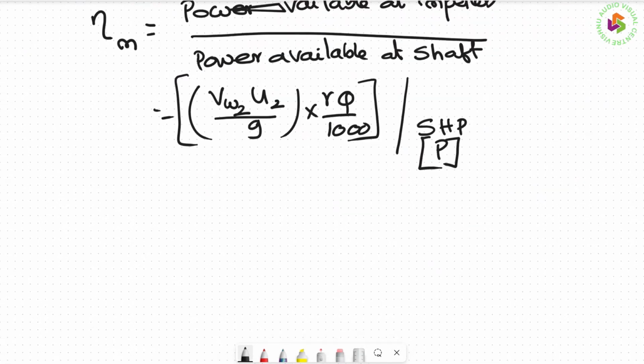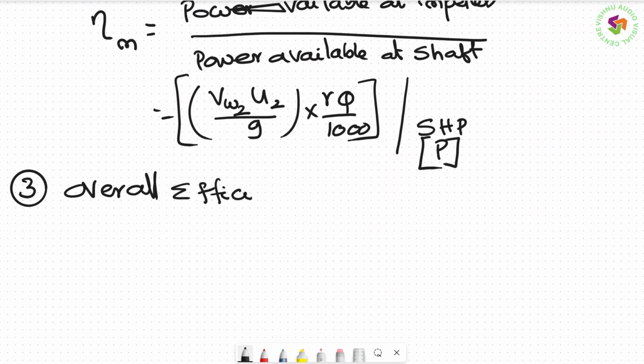The last one is overall efficiency, because generally we may not be asked to calculate the mechanical efficiency at any point of time. We may only use it to calculate some of our required things, for example if Q, U and P are known, Vw2 we may have to calculate from this. Otherwise, overall efficiency and manometric efficiency are what we use in the case of problems.